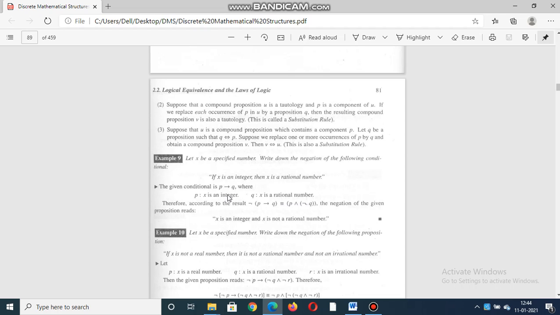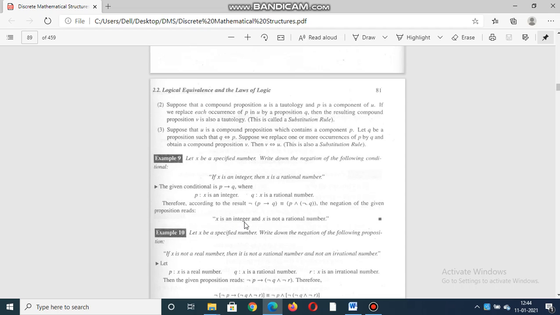So what we discussed just a minute back was negation. P implies Q, if we apply whole negation, what happens? P conjunction negation Q. For that type of statement we have to create, P doesn't change anything.